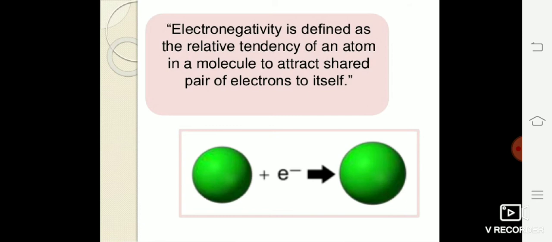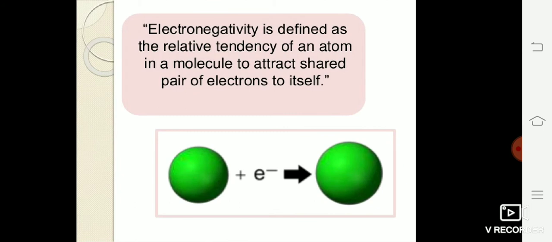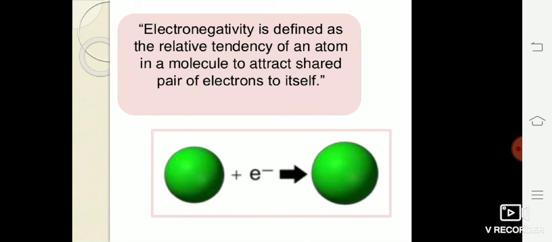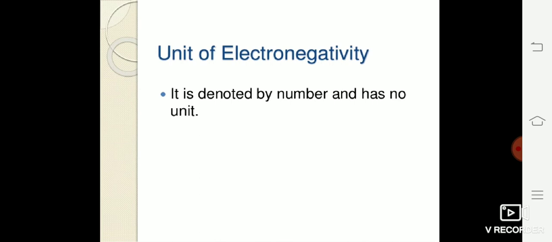Electronegativity is defined as the relative tendency of an atom in a molecule to attract the shared pair of electrons towards itself. Now, let us take the example of HCl, hydrogen chloride. Chlorine will share its 7 electrons with 1 electron of hydrogen. So, as chlorine has a stronger pull compared to hydrogen, the shared pair of electrons will be more towards chlorine than hydrogen. And thus, we can conclude that chlorine has high electronegativity as compared to hydrogen. Electronegativity has no unit.